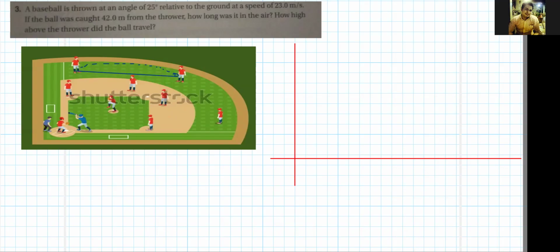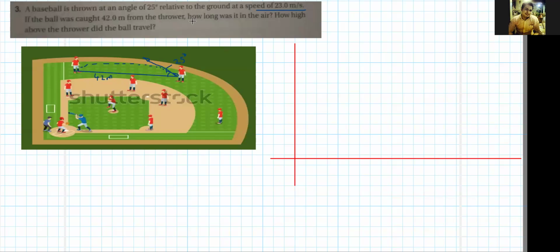Here we have 42 meters. So I know that here we have 42 meters. And I know the velocity or speed, in this case, that is 23 meters per second. And I know that with the horizontal, the angle that we have here is 25 degrees. This is what we have in the exercise. Okay, about the two questions.